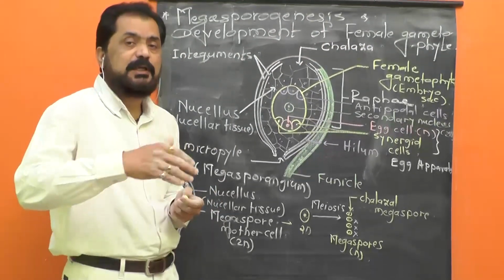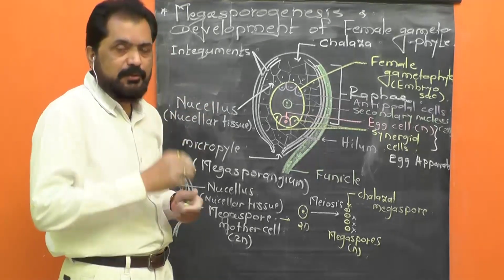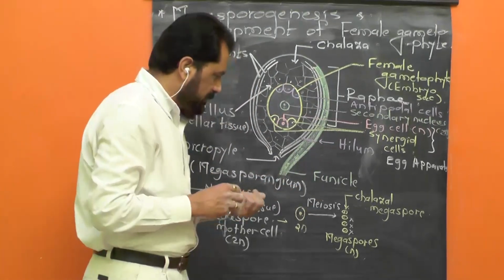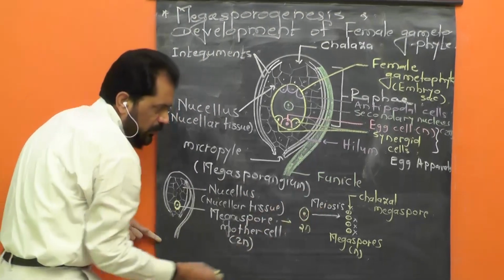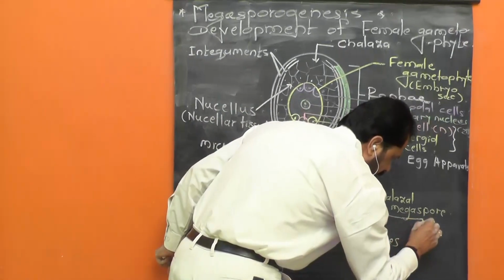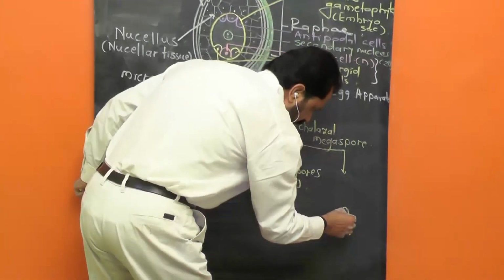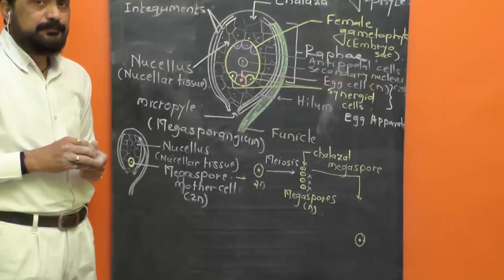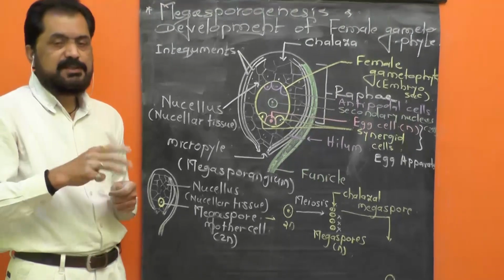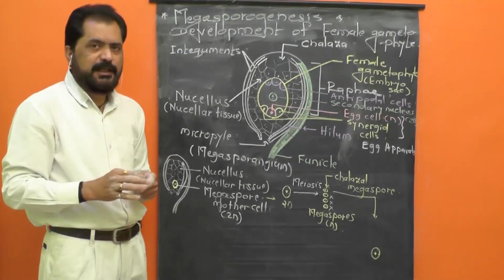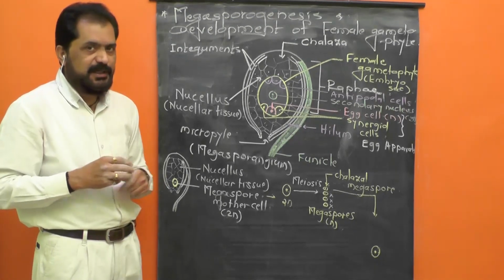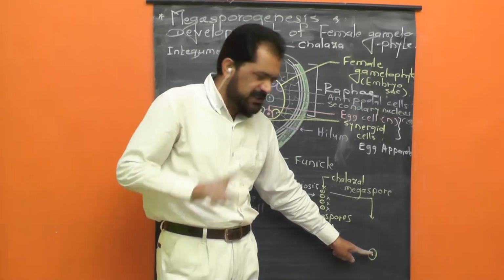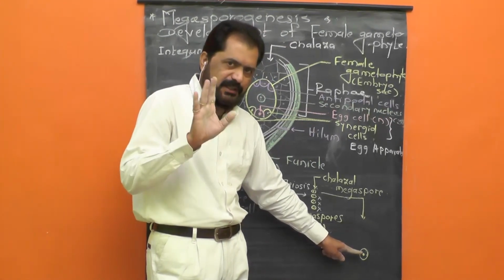Now this chalazal megaspore undergoes further development to form the female gametophyte. Some changes take place in this chalazal megaspore and from it the female gametophyte is formed. Let's see how it is formed. I am taking this chalazal megaspore here temporarily. Consider this is the chalazal megaspore. Now this chalazal megaspore undergoes three successive free mitotic nuclear divisions. What did I say? This chalazal megaspore is haploid. It has a single nucleus, and that nucleus is haploid, having a single set of chromosomes.